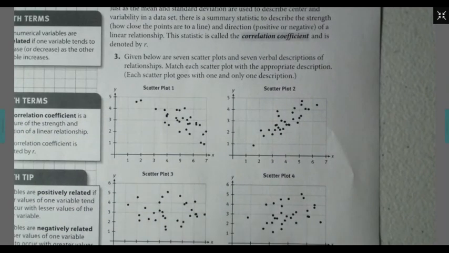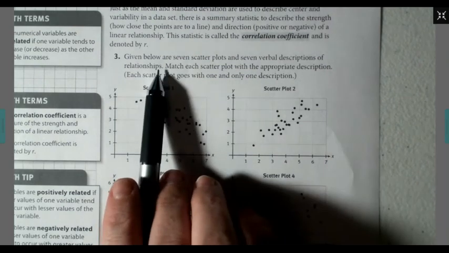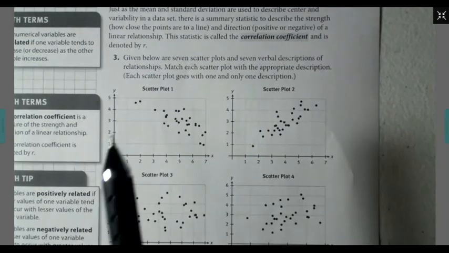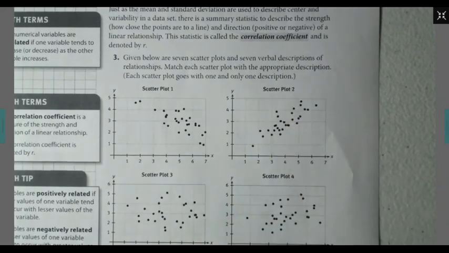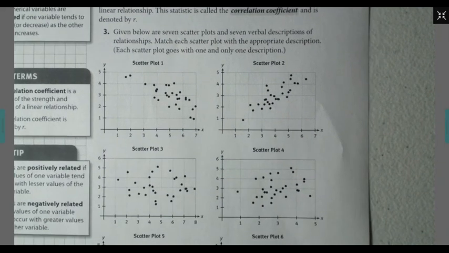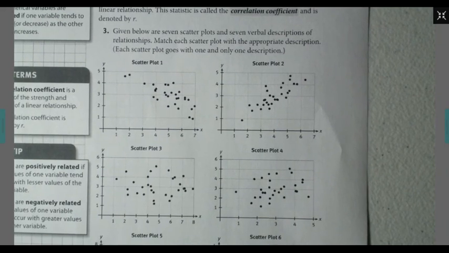Now, 3 covers 2 separate pages. It starts on page 560, it ends on page 561. So let's take a look. It says, given below are 7 scatter plots and 7 verbal descriptions of relationships. Match each scatter plot with the appropriate description. Each scatter plot goes with one and only one description. So we're going to take a look at this. Let's go back over here.